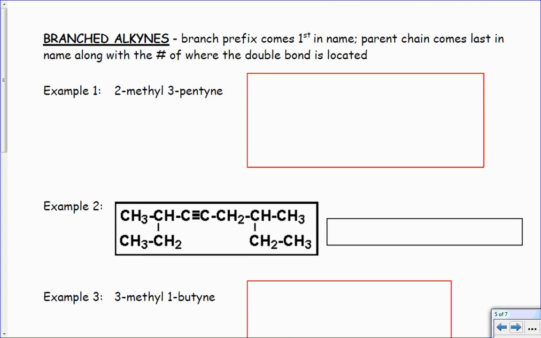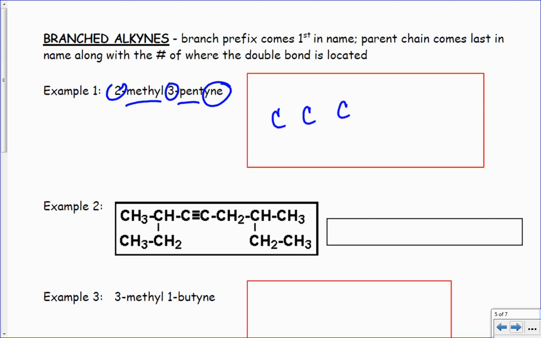All right, now we have some more examples. Branched alkynes. It's the same thing, guys. I just know now that pent is 5 carbons. I have an ine at the 3rd carbon, and on the 2nd carbon, I have a methyl. Okay, so I just talked you right through it. Let me draw it out quick.